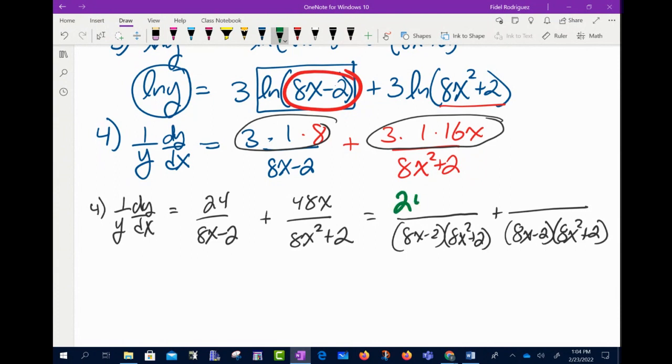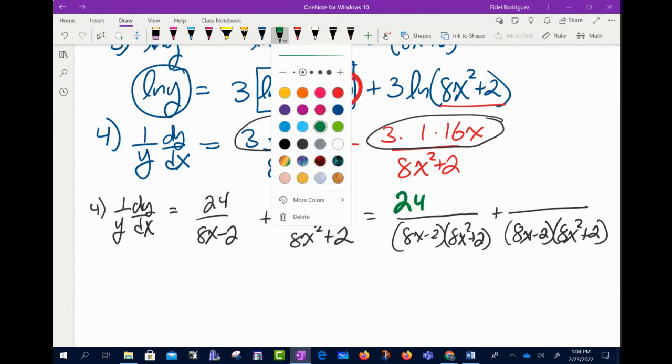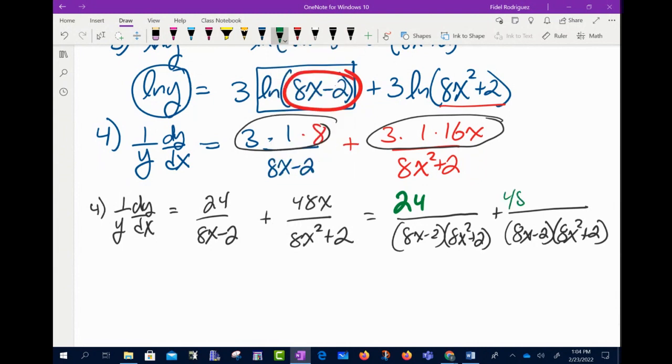I think the easier way to go about this is to always put the pieces that you had already upstairs and then do what I call stare and compare. Look at what I wrote right here and look at the first fraction. What's the missing piece? There you go. 8x squared plus 2, right?